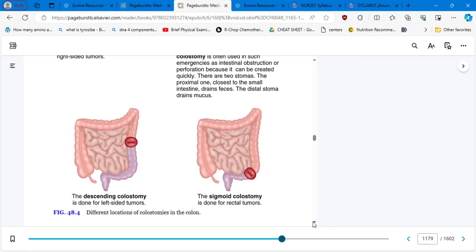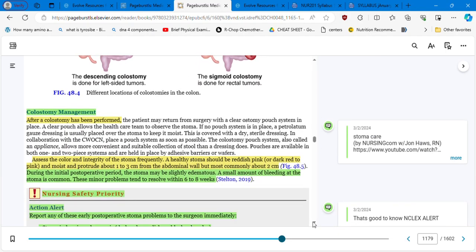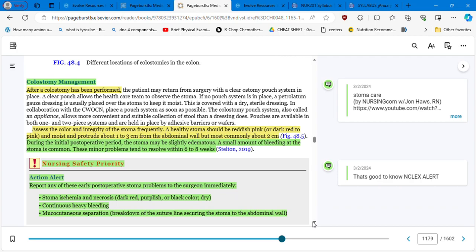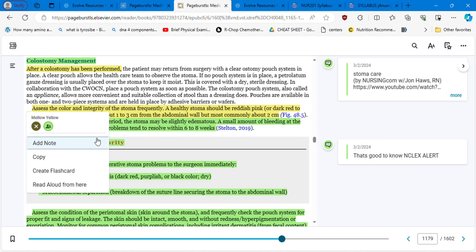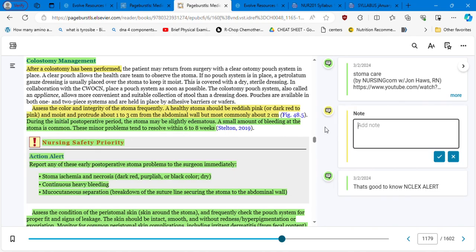Colostomy management. After a colostomy has been performed, assess the color and integrity of the stoma frequently. A healthy stoma should be reddish pink or dark pink and moist and protrude about 1 to 3 centimeters from the abdominal wall, but most commonly about 2 centimeters. And this is good to know, okay? The color, reddish pink or dark red. That's good to know. I forgot.